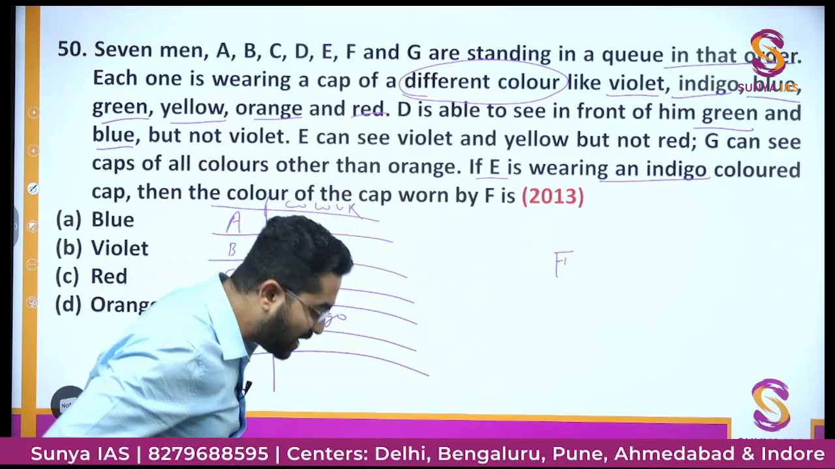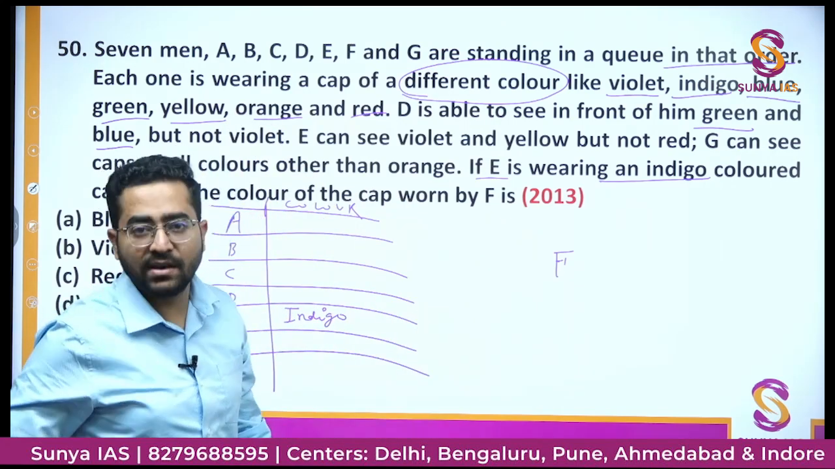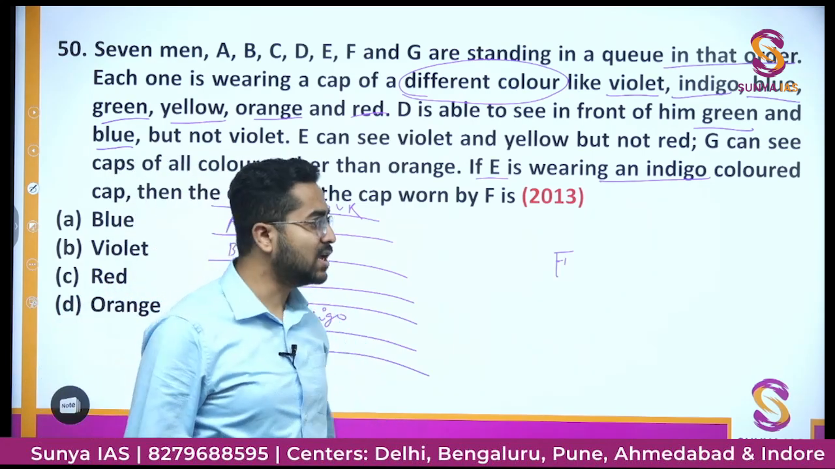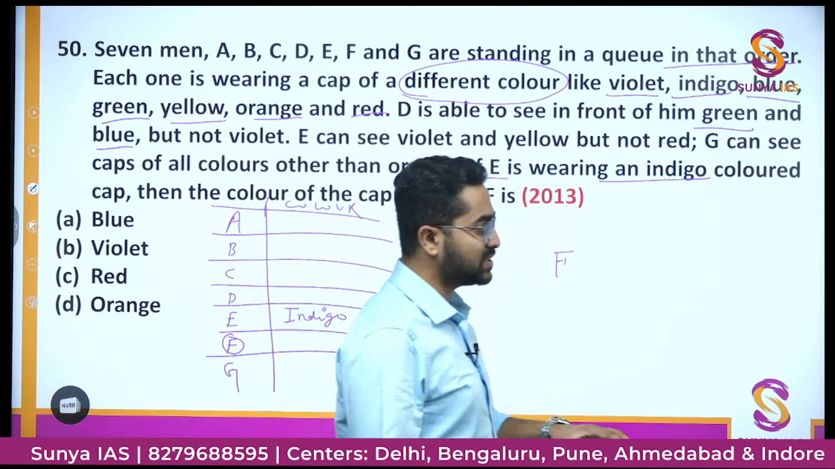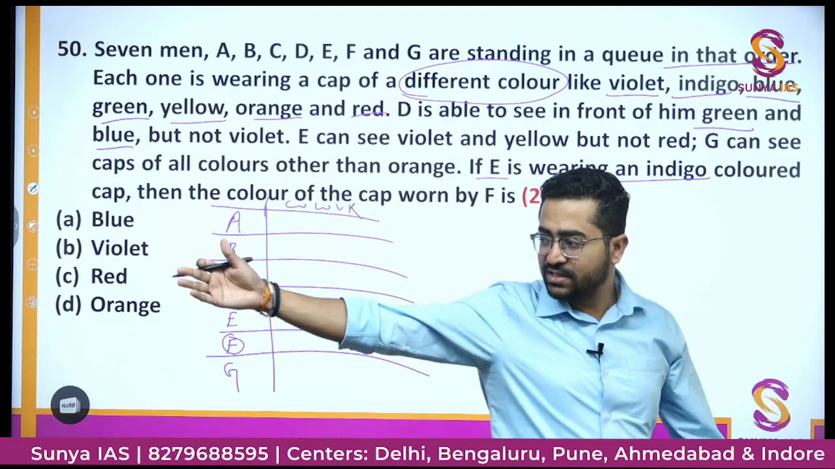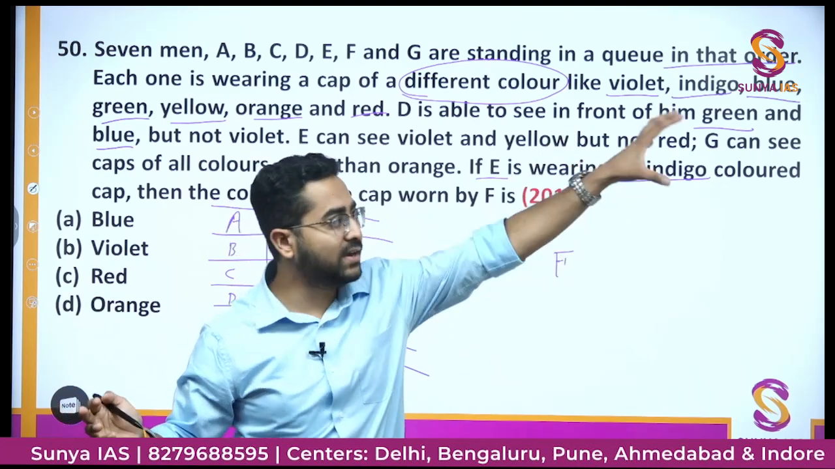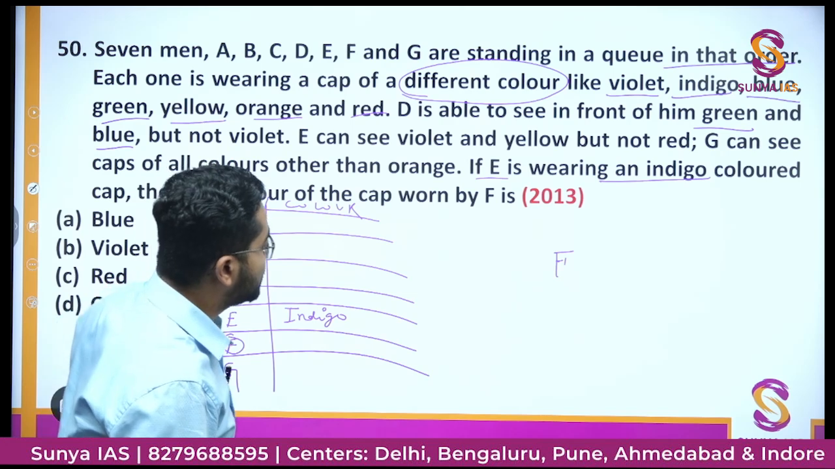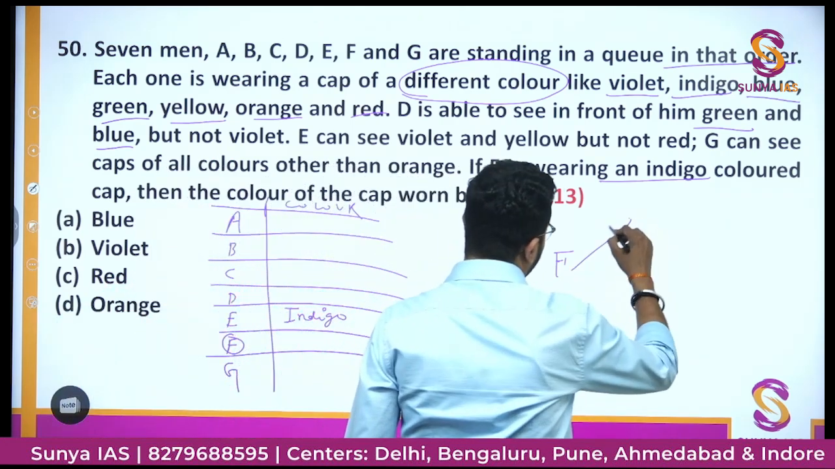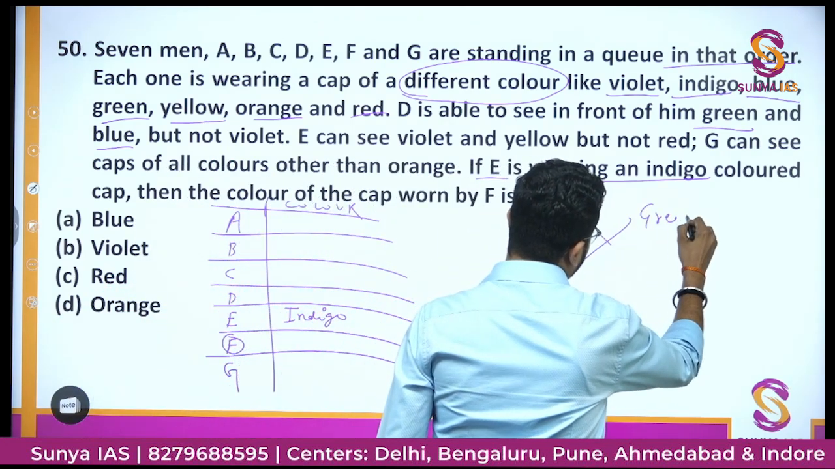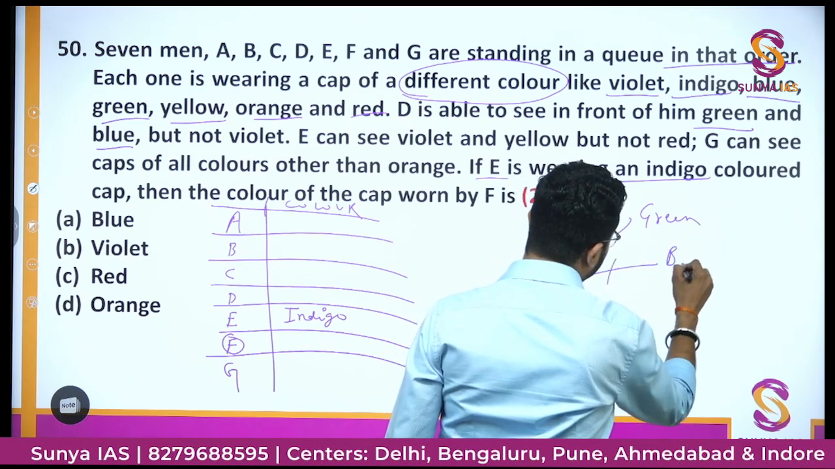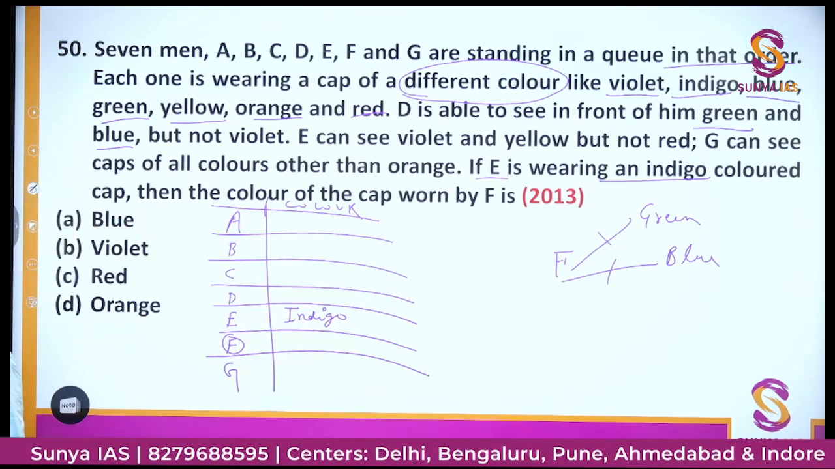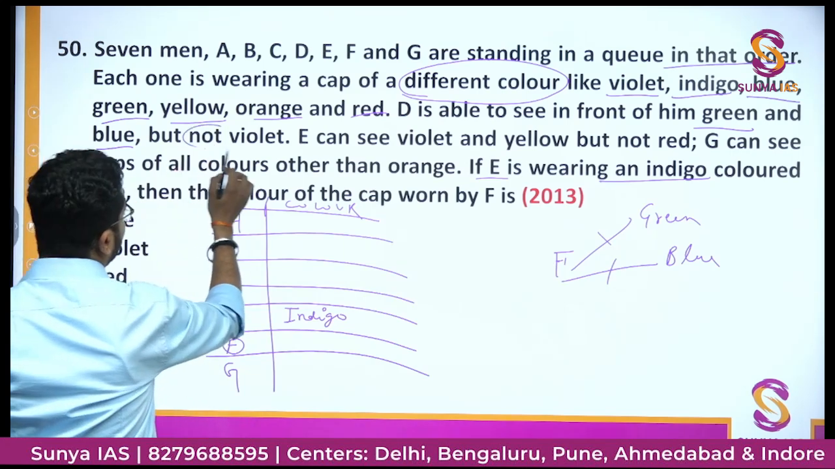Because if these people are standing in front of D, then obviously they will be standing in front of F also, because F is behind D. So if I am D, this is the green person, this is the blue person, then F is here, and F can also see the blue and green persons. So F cannot have the cap color of green and blue. Why? Because both of these are standing in front of him somewhere.